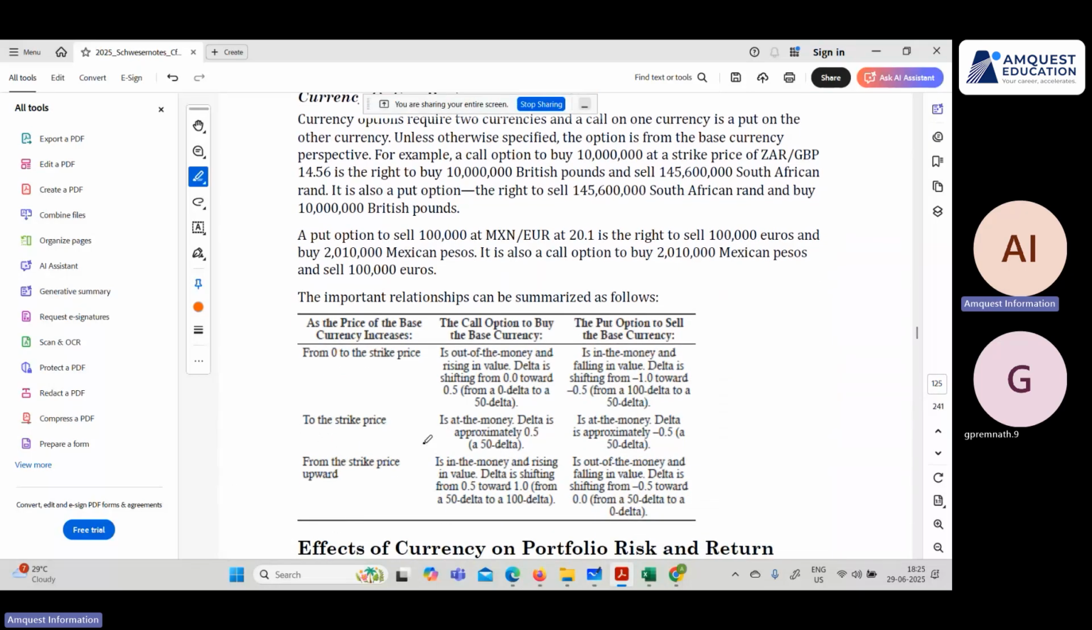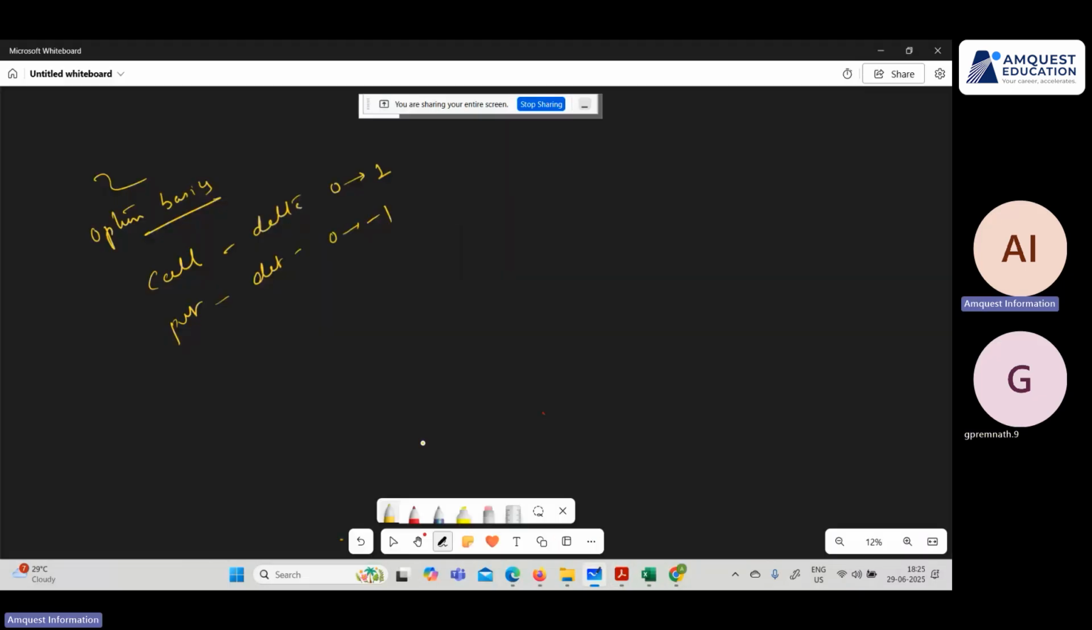One thing that I want to again highlight is that whatever we talk about in terms of base currency. This is the price currency. This is the base currency. And before that, let's just do one more exercise.